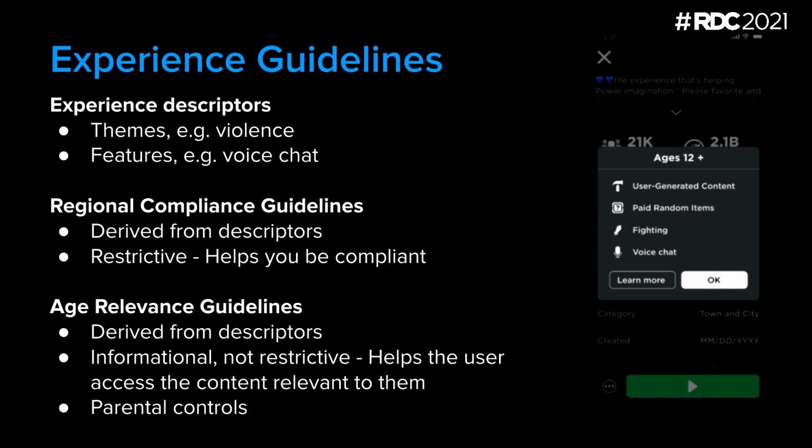Age relevance guidelines, on the other hand, help the user to find the content that's most relevant for them. They surface information to the user, but they're not restrictive. So they don't affect availability of the content. One exception are parental controls. Parents, as always, can decide what is and what is not suitable for their kids, and experience guidelines is one thing that they can specify.